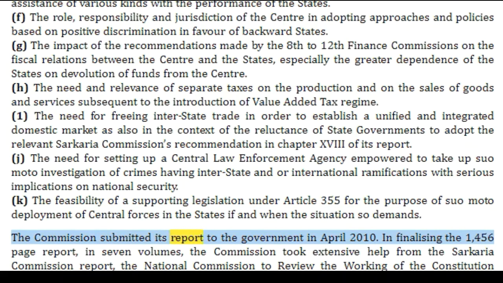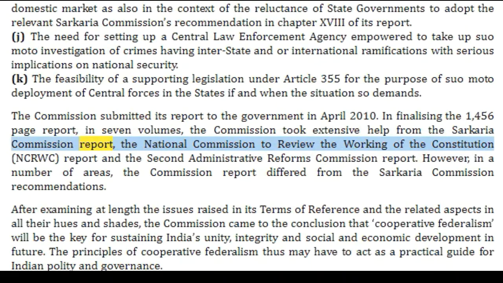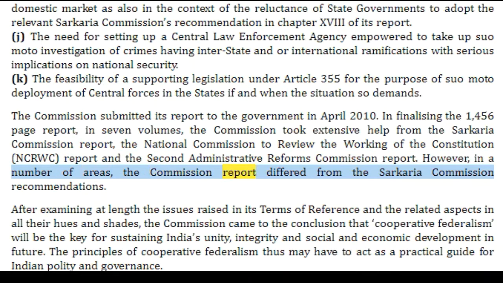The Commission submitted its report to the government in April 2010. In finalizing the 1,456-page report, in 7 volumes, the Commission took extensive help from the Sarkaria Commission report, the National Commission to Review the Working of the Constitution, NCRWC, report, and the Second Administrative Reforms Commission report. However, in a number of areas, the Commission report differed from the Sarkaria Commission recommendations.